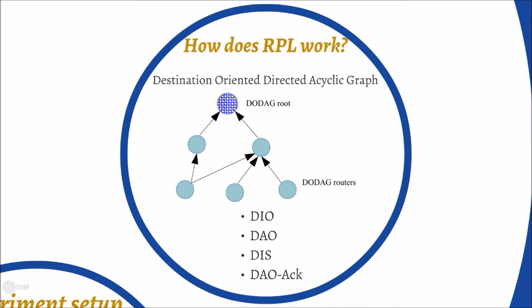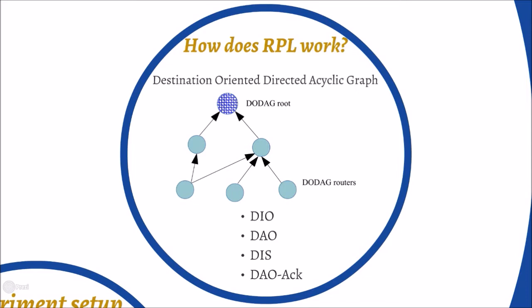The second message is the DAO message, or the destination advertisement object. This is sent by the nodes to their parents or to the root to acquire the destination information towards the parents it wants to send messages to. So for example, the bottom right node wants to send messages to the root, so it sends out a DAO message to make the link. The bottom one, DAO acknowledge, is an acknowledgement to the DAO message. In that case, it can be confirmed that the DAO link is being laid.